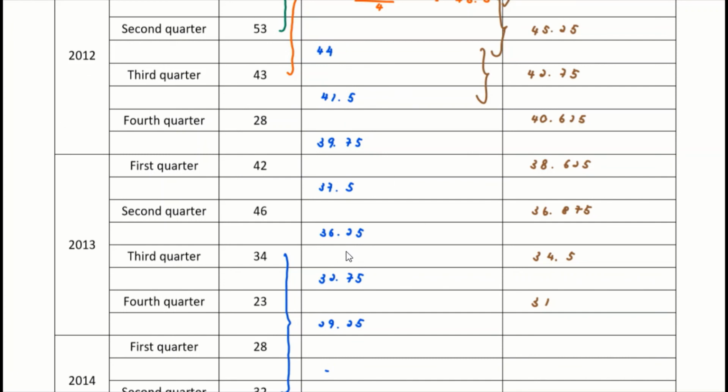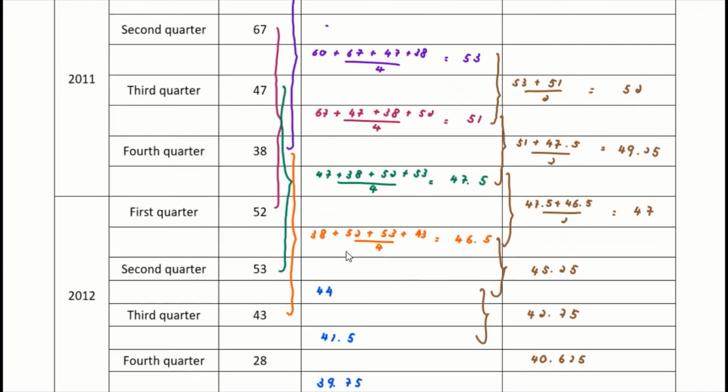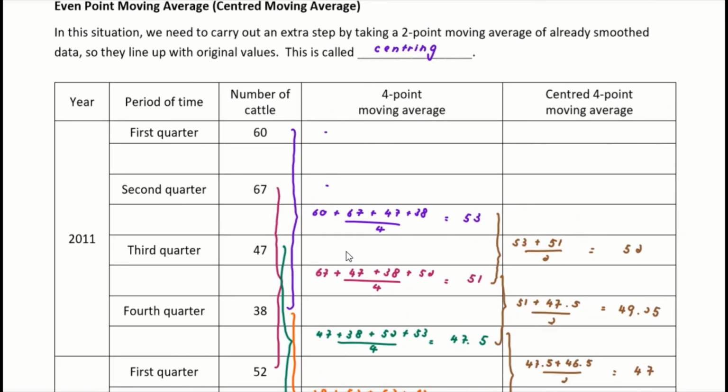So remember, for every even number, this is what you need to do. Which means that there will be two stages of moving average. One is doing the normal one, then you'll realize that there will be misalignment. Then what we need to do next is centering.